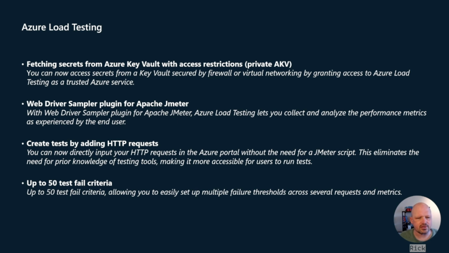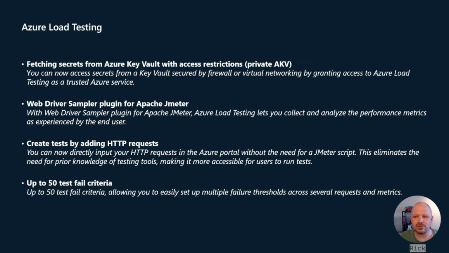Also, we have WebDriver Sampler plugin support. You can now create tests by adding an HTTP request, so you don't need to have a lot of knowledge of the testing tools. You can just paste in an HTTP request and create a test from there. Next to that, we now have up to 50 fail criteria for a test, which means you can now have multiple failure thresholds across several requests and metrics.